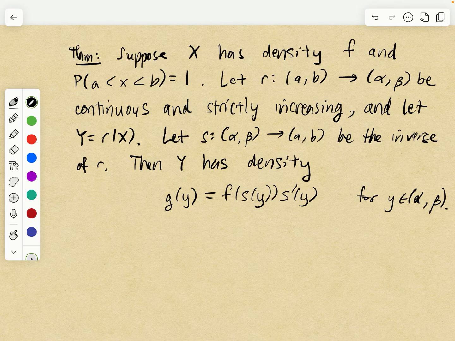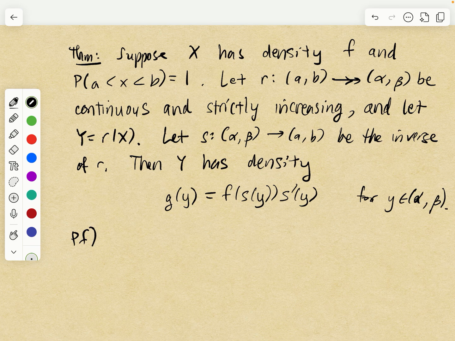And let r go from the interval a comma b to the interval alpha beta. And I should probably indicate that this is a surjective map by using the two arrows. Okay, so this is a typical notation. So let r be continuous and strictly increasing, and let capital Y be r of x, and let s be the inverse of r. Then y has density g of y, which is f of s of y times s prime of y. Okay, so the proof of this is pretty simple.